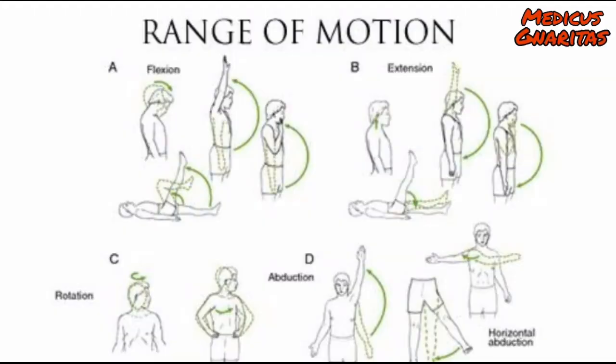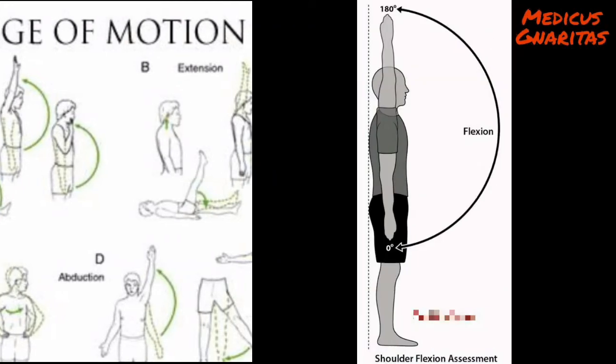Range of motion. We should test the range of motion of the shoulder in different directions, such as flexion, extension, and rotation. If movement in a specific direction is painful or limited, this may signify that pathology is in a specific structure of the shoulder. For all these maneuvers, have the patient standing in front of you.